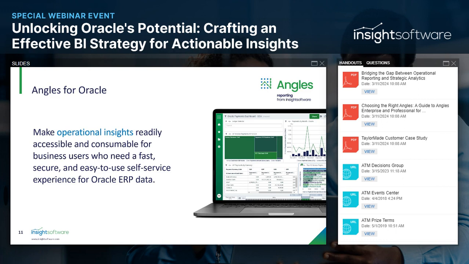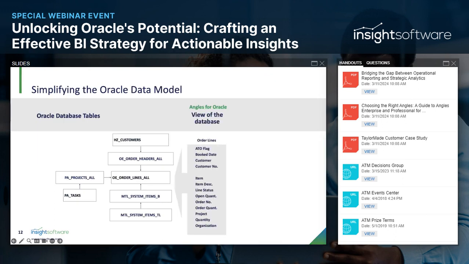So this integrated solution helps you unlock your enterprise data and gain actionable insights to act with decisiveness in an uncertain and quickly changing world, and one that you need in order to stay ahead of your competition. So let's look at how Angles interacts with your Oracle ERP.